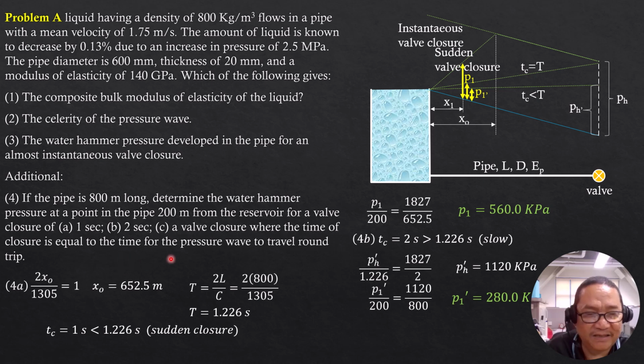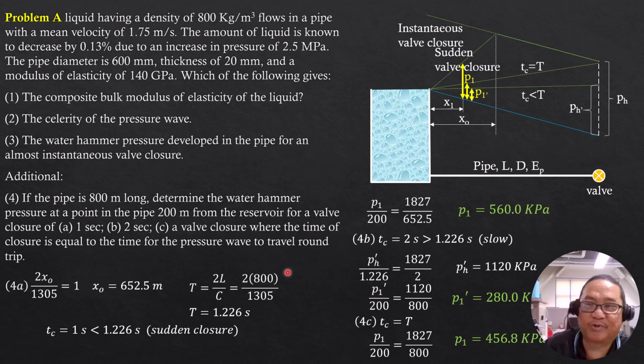So finally, for C, valve closure where the time of closure is equal to the time for the pressure wave to travel round trip. So this is the situation, and the maximum water hammer pressure occurs only at the valve, and it is pH. So P1 is to 200 as pH 1827 is to 800. Solving for P1, it is equal to 456.8 kilopascals. So that's it for this video.